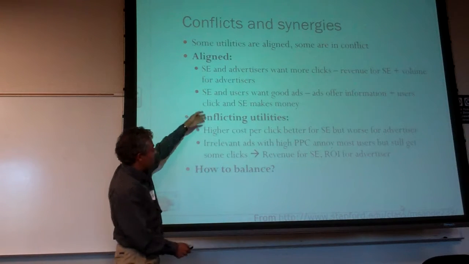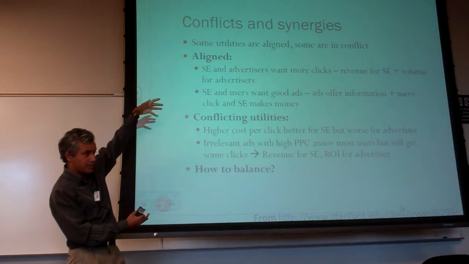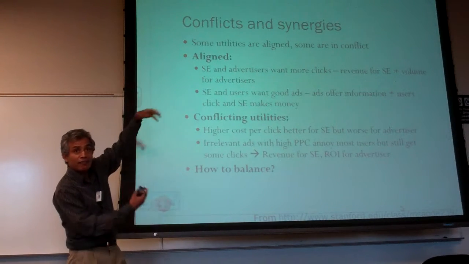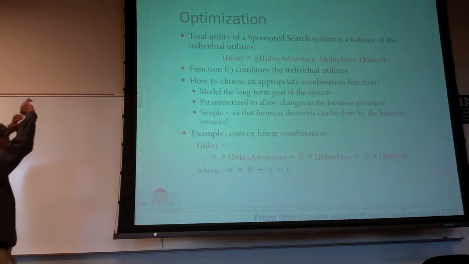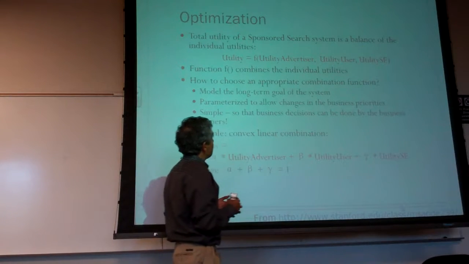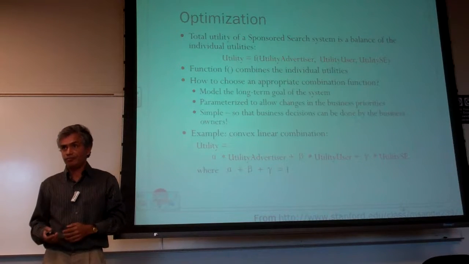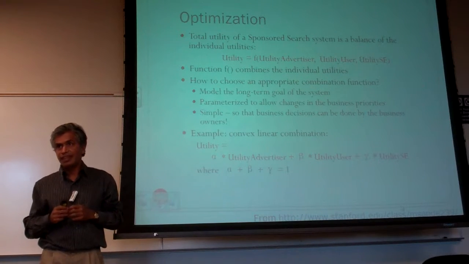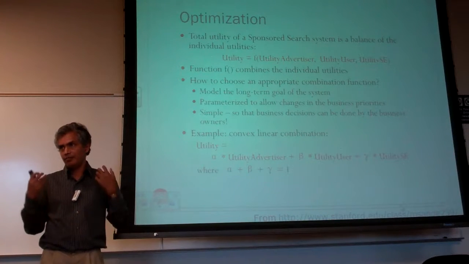So coming back to this, if you're talking about how to do the search advertisement system, then you need to balance these utilities. Okay, so at some top level abstract way, I would say the utility of the overall system is somehow a combination of the utility of the advertiser, the user, and the search engine. Some arbitrary function. And then you have to figure out what that function is, and then you need to write it as an optimization problem.